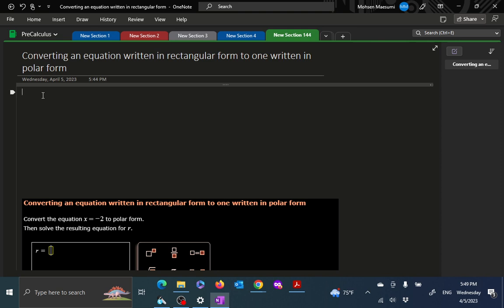So we are used to writing our equations with x and y, meaning they are describing the relationship between x and y. But what if we want to describe our location in terms of r and theta? Well, we have a simple way to go back and forth between these two.